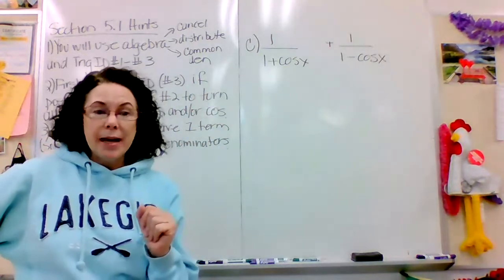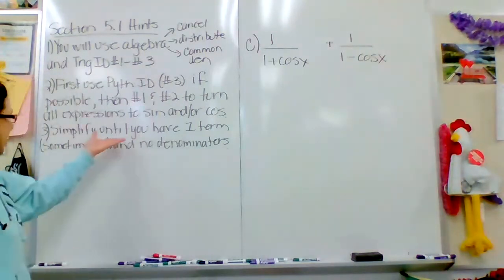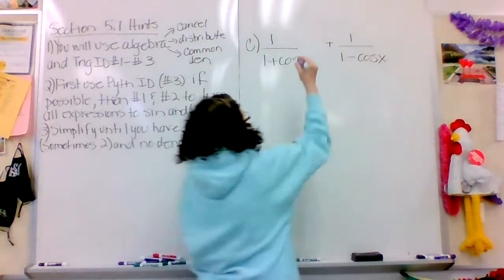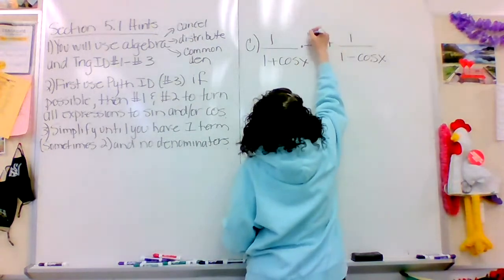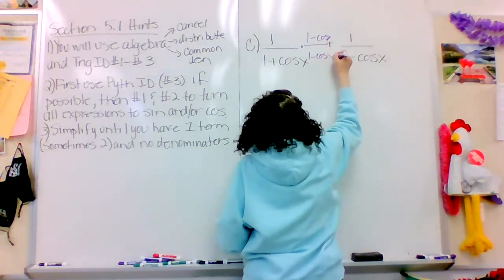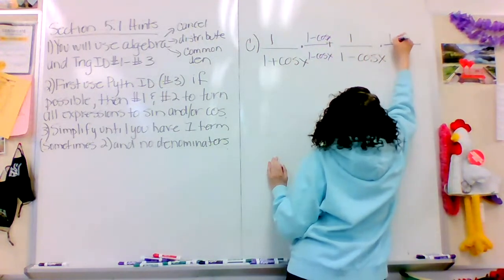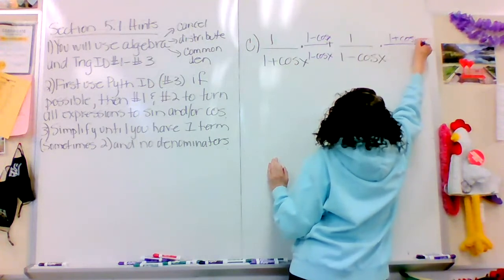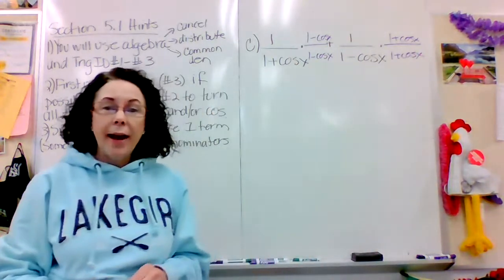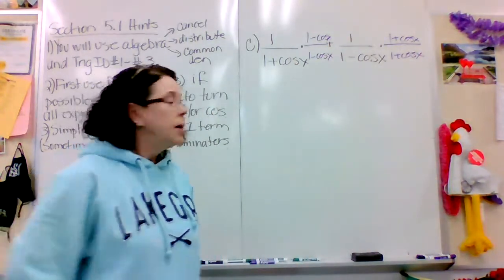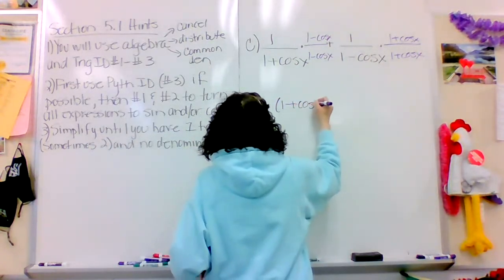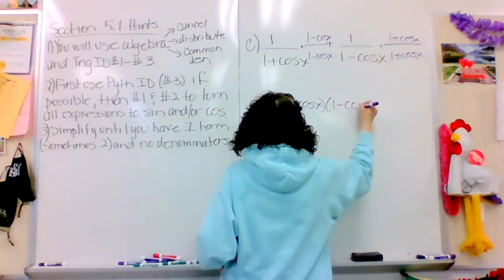I am going to get a common denominator. If I'm only really allowed one term, I've got two. So I am going to multiply the first fraction by 1 minus cosine of x, and the second fraction by 1 plus cosine of x, numerator and denominator, to keep them equivalent. They now have equivalent denominators, and that would be 1 plus cosine of x times 1 minus cosine of x.